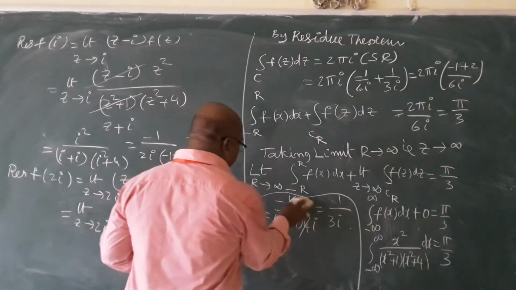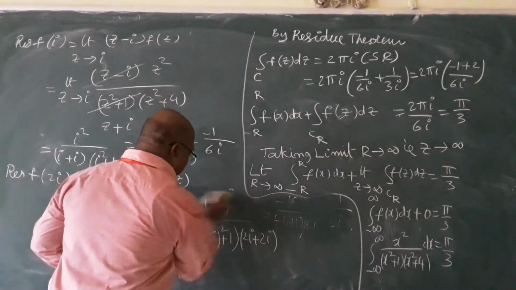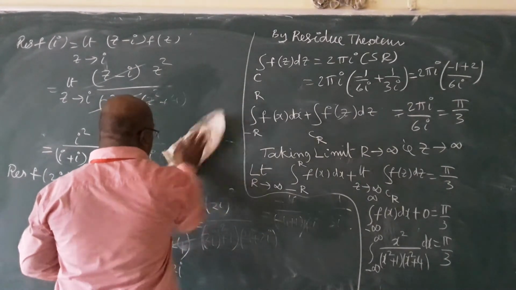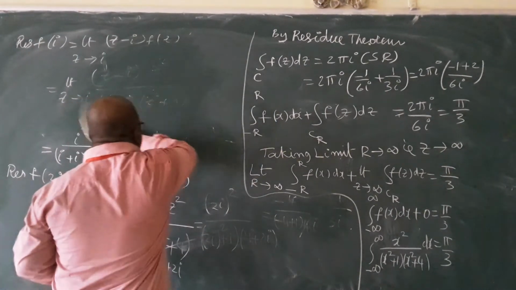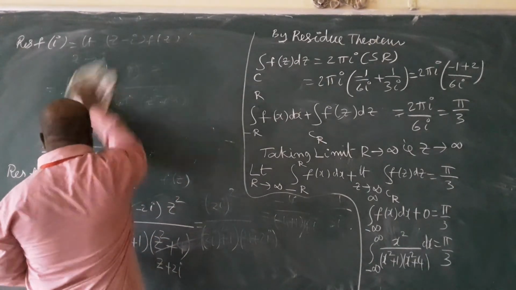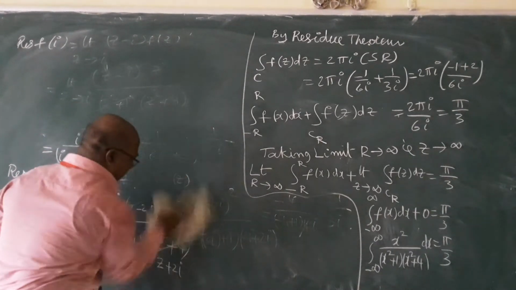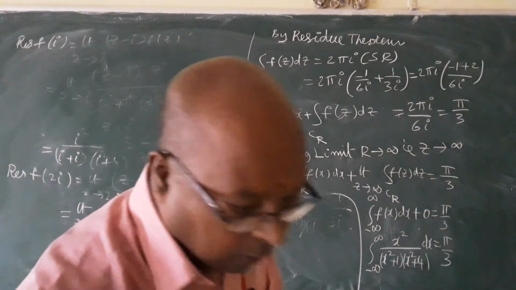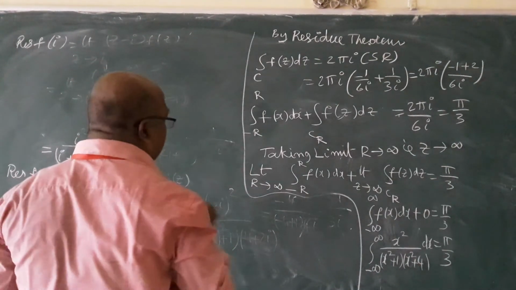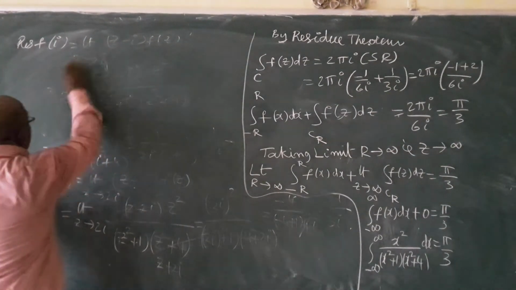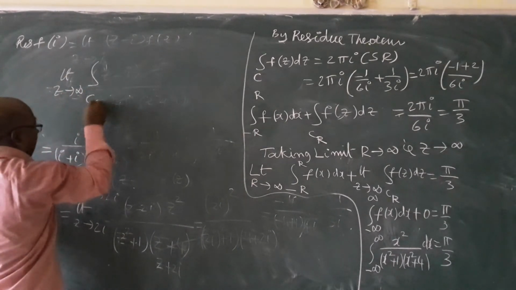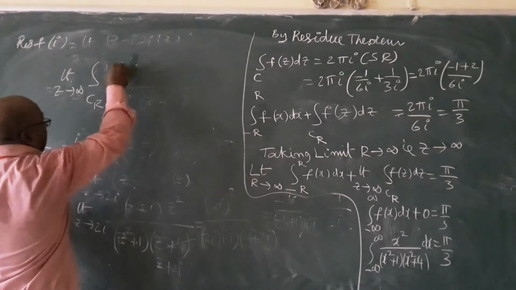Now, how to get that value is 0? Observe the margin. How to get that value 0? It is the limit z tends to infinity of the integral over the curve of f of z dz.